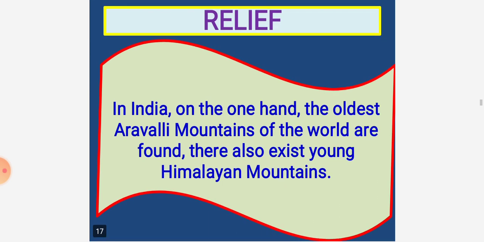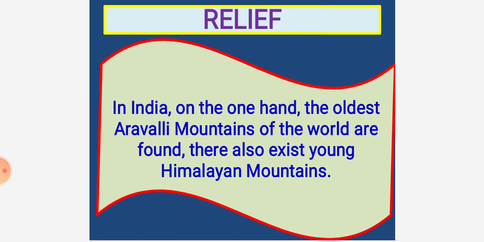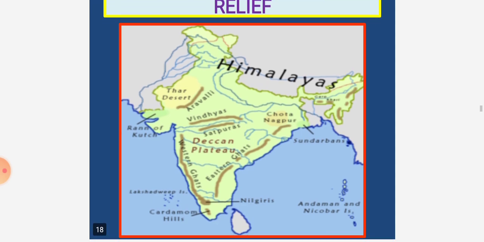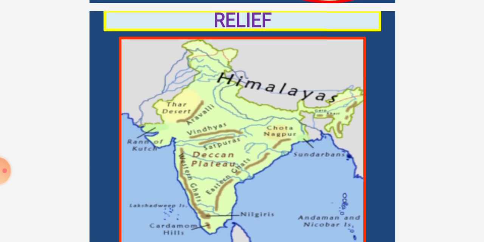In India, on the one hand, the oldest Aravalli mountains of the world are found. There also exist the young Himalayan mountains. So you can observe this through this map. So we have Himalayan ranges, the curved thing. You can also have a look in the center, having Aravalli ranges, Aravalli hills, Vindhyas and Satpuras. So Aravallis, the oldest mountains, are also there. All these things are responsible for the diversity in our country.